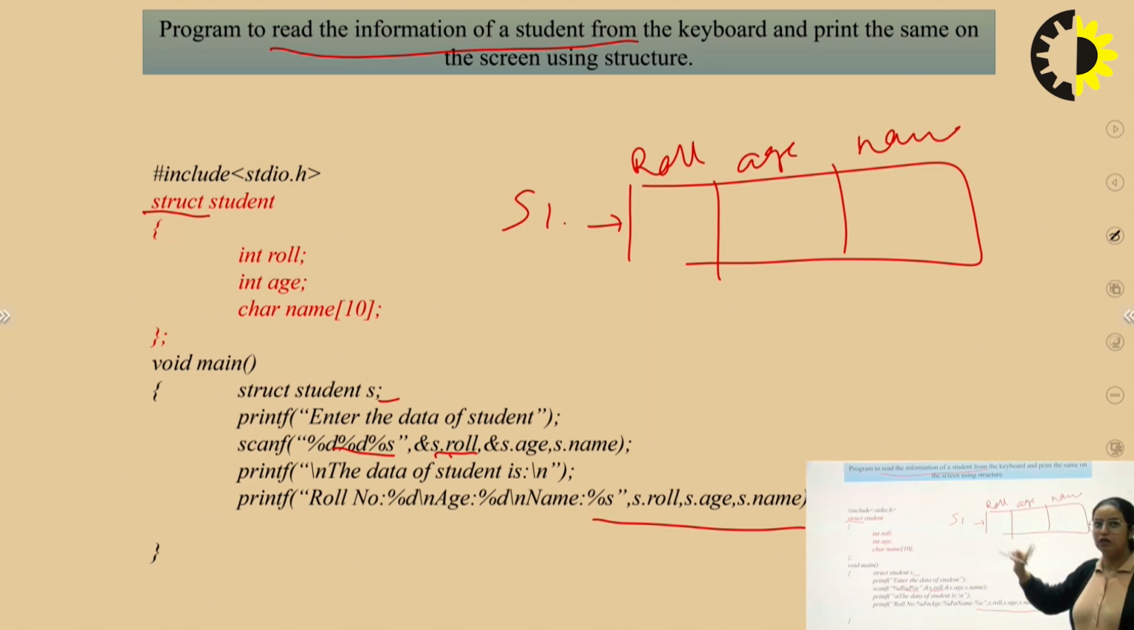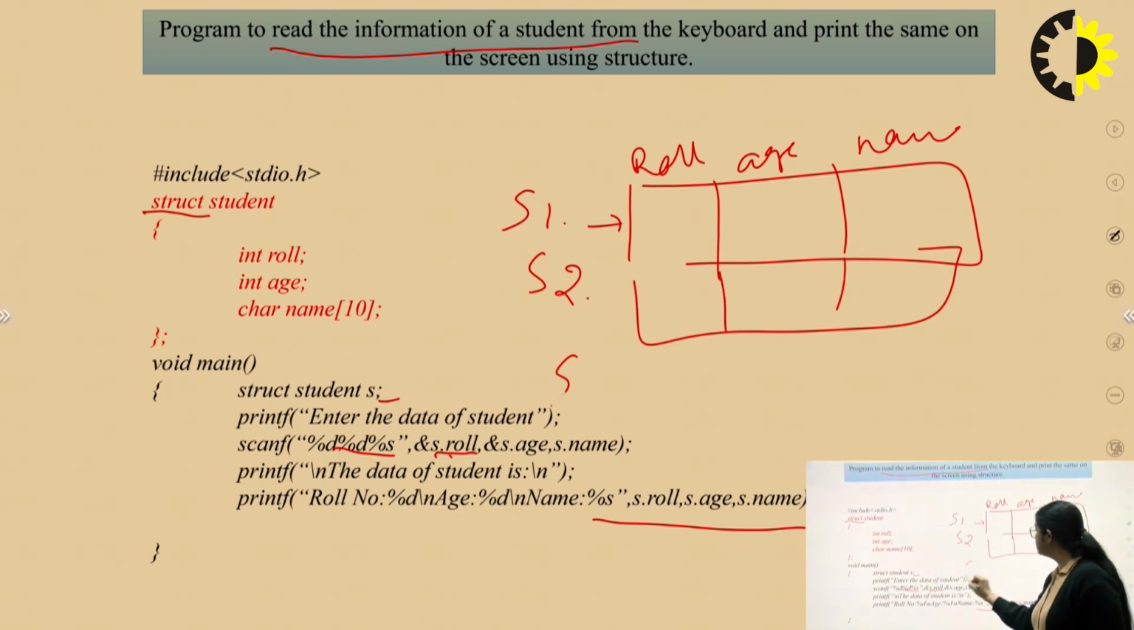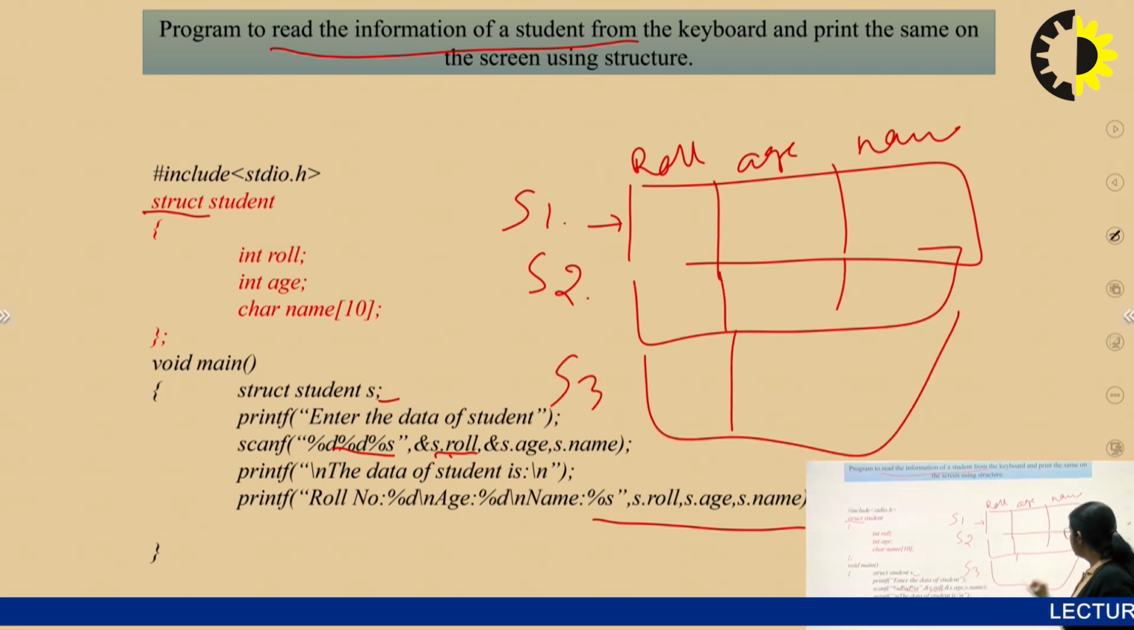For a single entity, suppose in a class we have 75 students. Out of the 75 students, with the help of this example we are recording a single student's record. But when we have to store all 75 students, these 3 fields we have to fill for S1, also S2, S3 also 3 fields, likewise up to S50 students you have to fill.